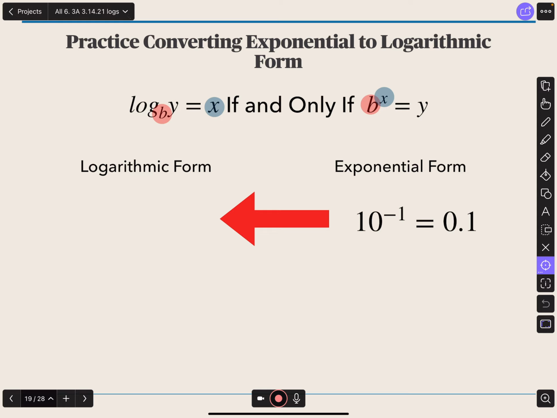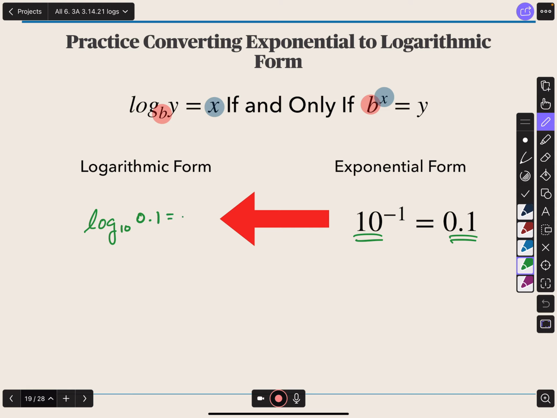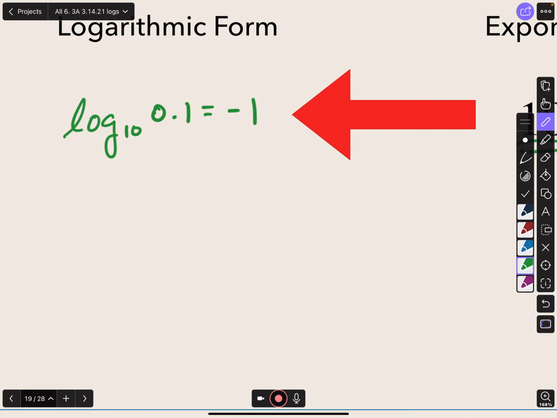We've got a couple more of these left. Let's convert to log form. So we'll just write log. We'll go get our base. Our base is 10. We're taking the base 10 log of 0.1, and it is the exponent, -1. Now this right here is our logarithmic form.